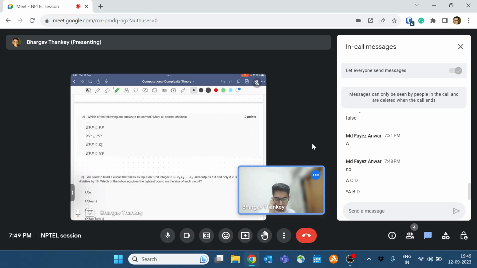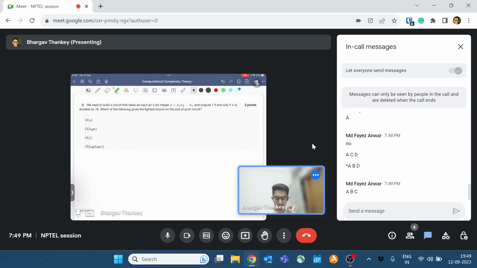Now let's look at the next problem. Which of the following are known to be correct? Mark all the correct choices. BPP is in PP, NP is in PP, BPP is in sigma 2, and BPP is in NP. Yeah, it's A, sorry, A. This was just a recall question again. There was nothing to go over here.